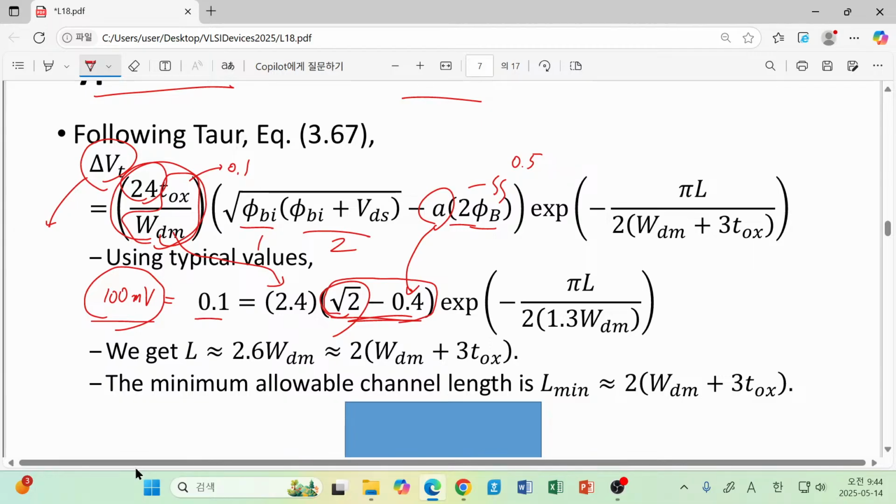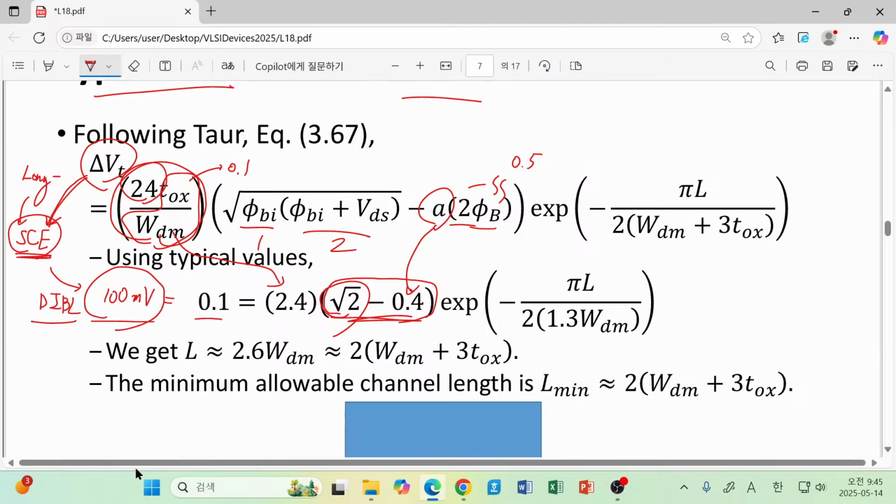Let me give you a more exact meaning. This delta V is the threshold voltage shift due to the short channel effect. So compared with its long channel limit, how much change is allowed? That is the exact number. It is not solely given by DIBL, but a combination of DIBL and charge sharing should be considered here.